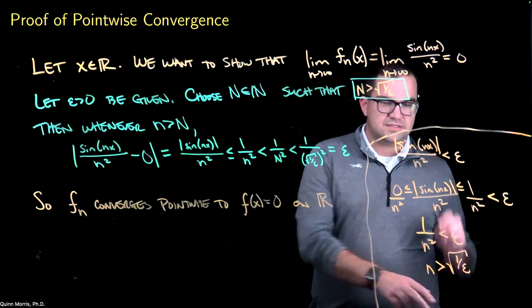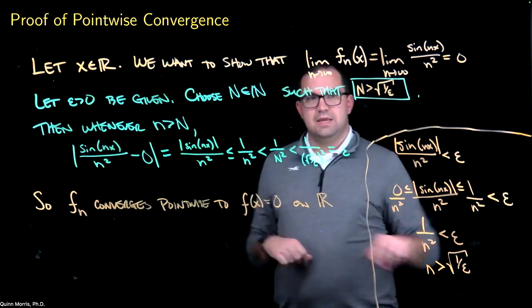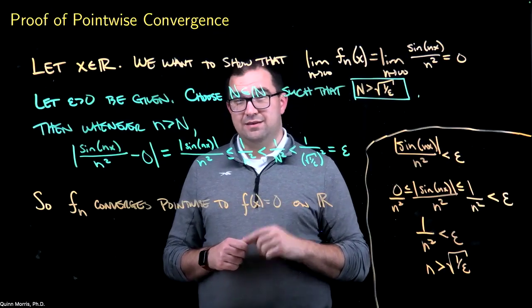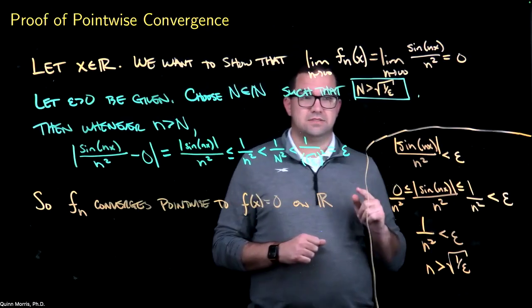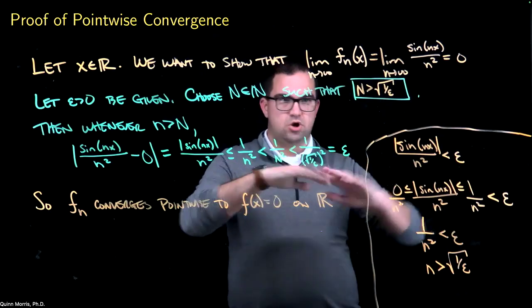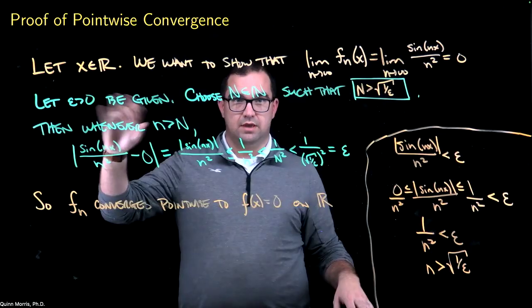Now, let's contrast this with the previous example. In this example, if I look at my capital N, notice here that my capital N does not depend on x, right? The capital N that I pick here is totally independent of x. The same capital N will work for every x, okay?